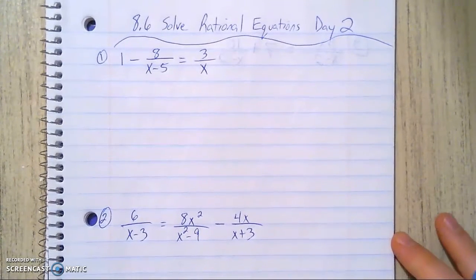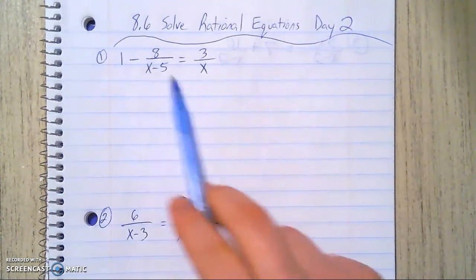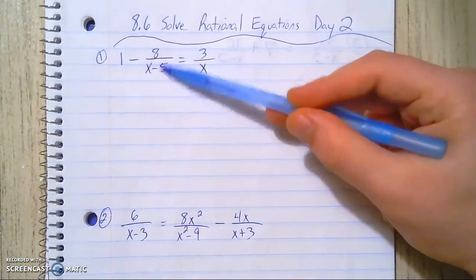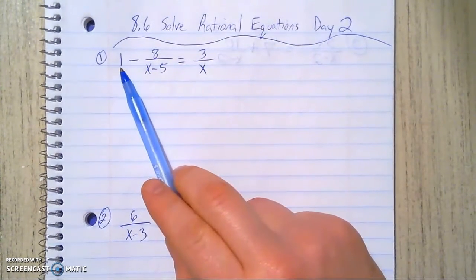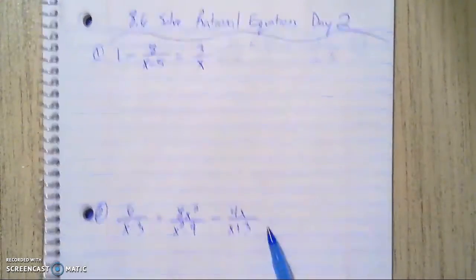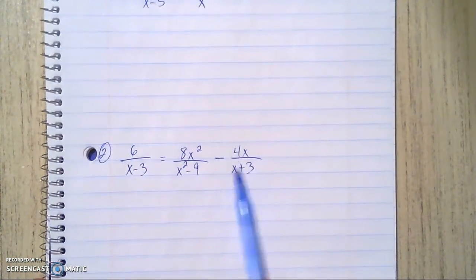All right, here we go. 8.6, solve rational equations, day 2. So what you'll notice right away makes day 2 different from day 1 is our rational equations today no longer take the form of proportions. It's not just a ratio equals another ratio. There's something else going on in each problem, some other term that's not part of those ratios. And you can see it again down here where here's a fraction equals a fraction, and then there's something else.